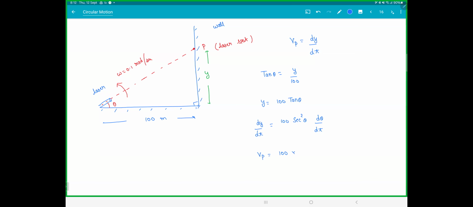This is 100 and the angle theta is given as 60 degrees. Remember, you have to put 60 after differentiating, not before. This would be secant square 60, which is 4, and this is 0.1. So 40 meters per second. Check.